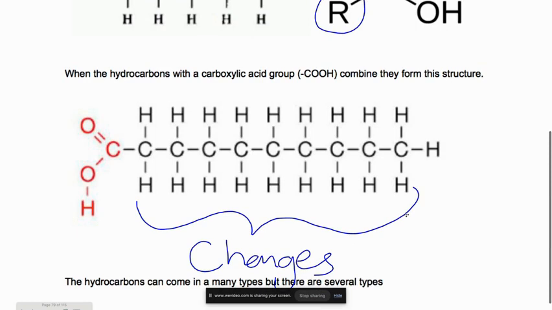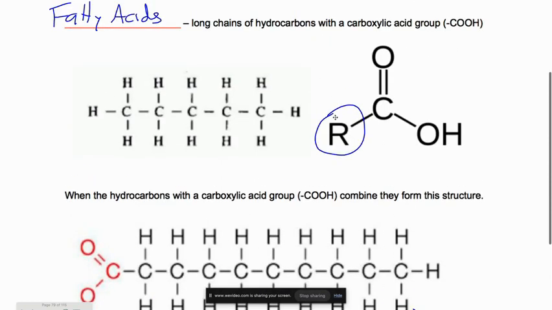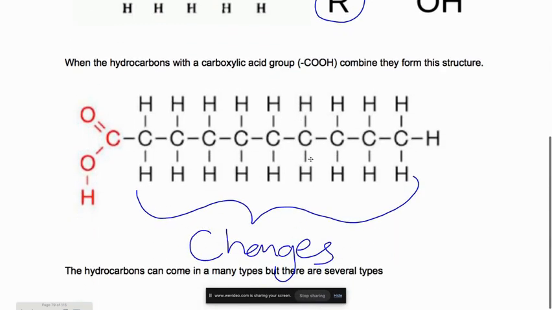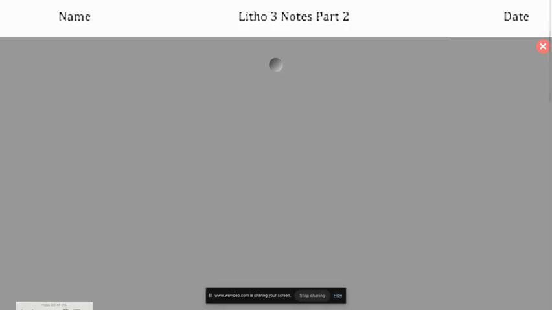Okay, and this middle part here changes. So we've got this chain of carbons up top where the R changes, and this is what it looks like when it's together, right? And this is what we know as a fatty acid. Okay, and they come in a whole bunch of different types. All right, so let's flip the page.